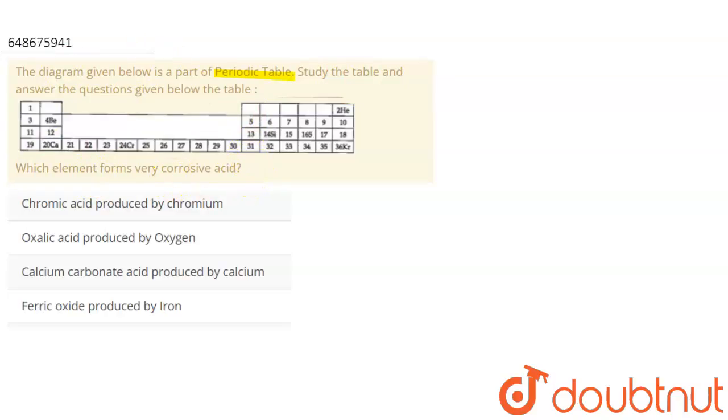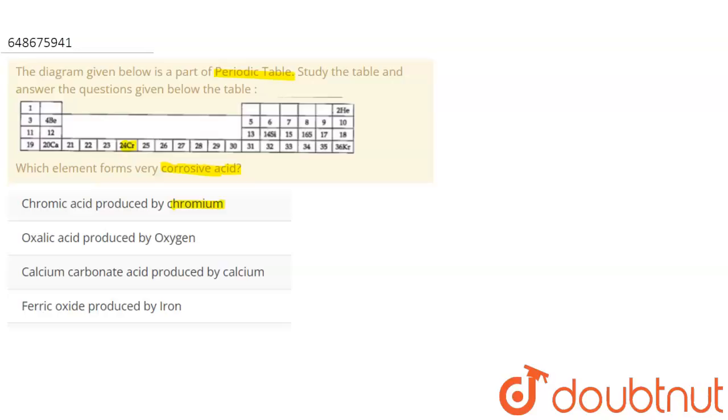Okay, so this is a part of the periodic table. In the boxes, for few elements there are only numbers given, but for some other elements, the elements are also mentioned. So among these mentioned elements, we have to find out which will form a very corrosive acid. The first is chromic acid produced by chromium. So chromium is here. Fine. So we have to find out, is it a corrosive acid or not.